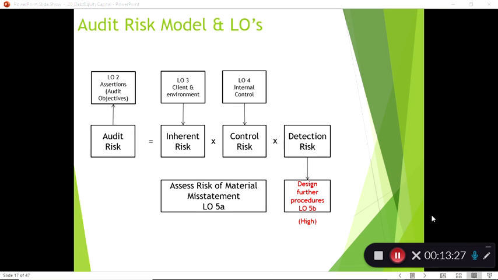Okay, so I think I'll pause here and then I'll start up another video with the other audit procedures for the rest of debt.